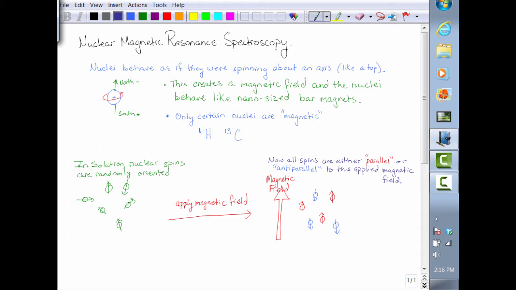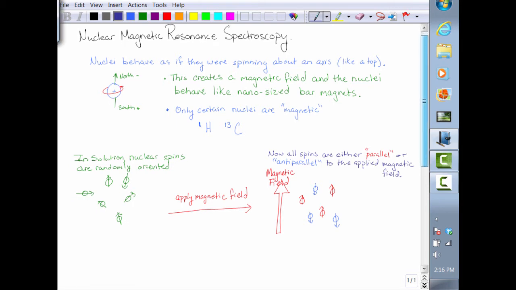Brianna, do you have a question? Yeah. Do you have them every other, so like up, down, up, down, up, down? Is that how they would be? They're kind of randomly distributed, but all parallel or anti-parallel. So I'm not trying to show that they're coupled to each other necessarily. Okay.